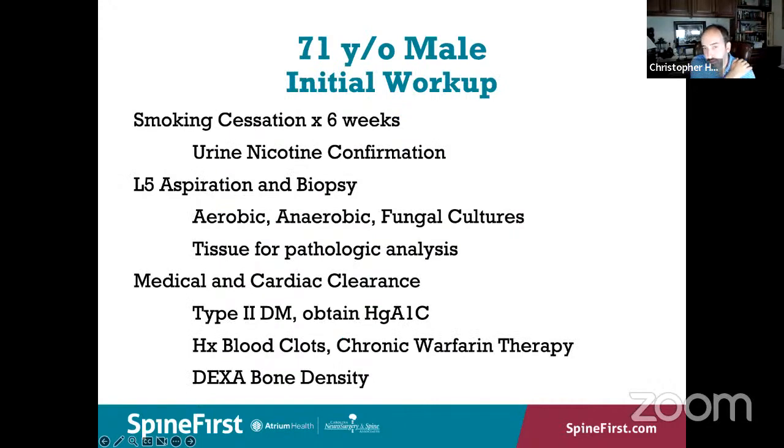So as part of the initial workup, this patient was using nicotine products. We made sure that he was able to stop doing that for approximately 6 weeks. We confirmed that in our patients with a urine nicotine and cotinine test. An L5 aspiration and biopsy was ordered for aerobic, anaerobic, and fungal cultures, as well as tissue culture to rule out any neoplastic process.